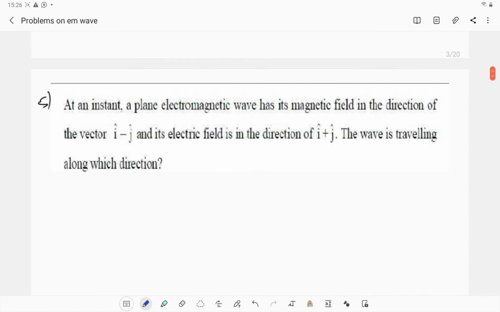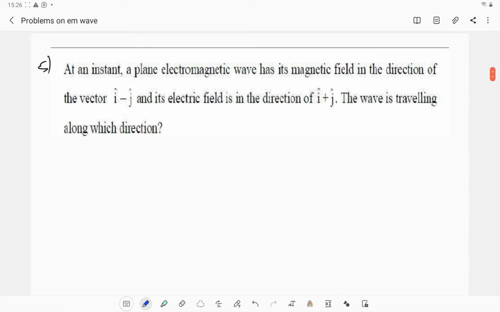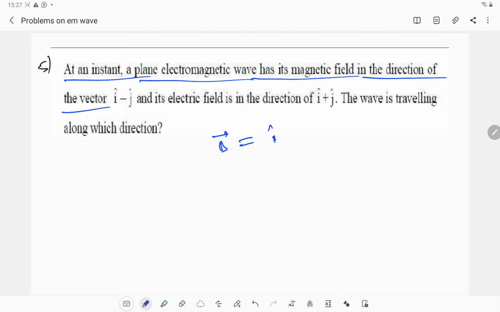Next, fifth one. At an instant, a plane electromagnetic wave has its magnetic field in the direction of vector i cap minus j cap. Therefore, magnetic field B vector is equal to i cap minus j cap, and electric field vector E bar is equal to i cap plus j cap. The wave is traveling along which direction?